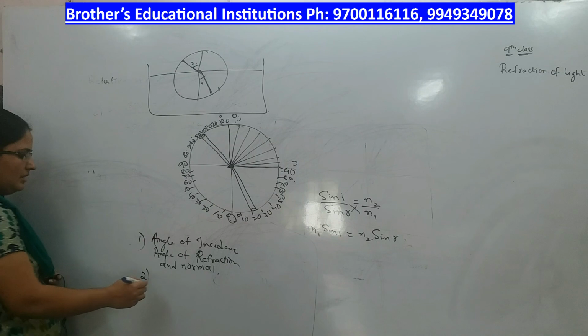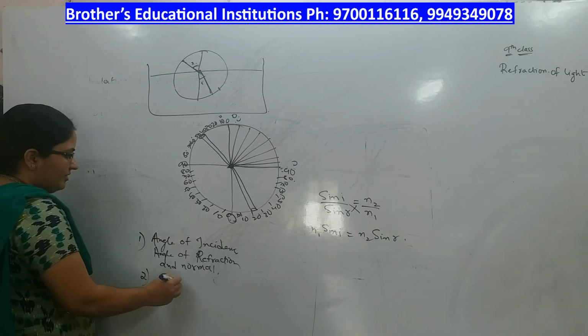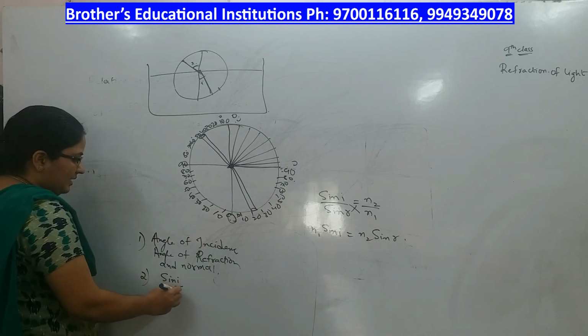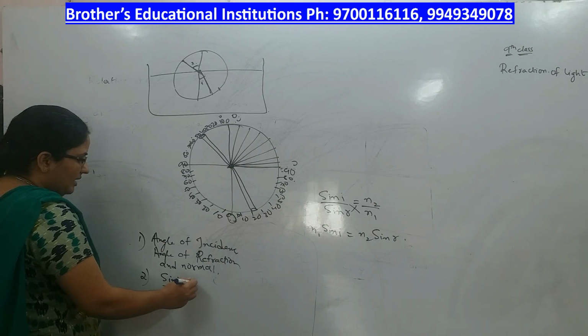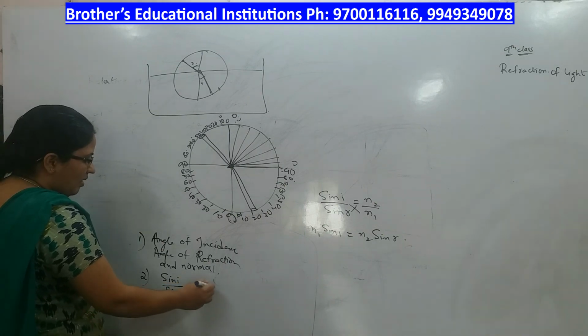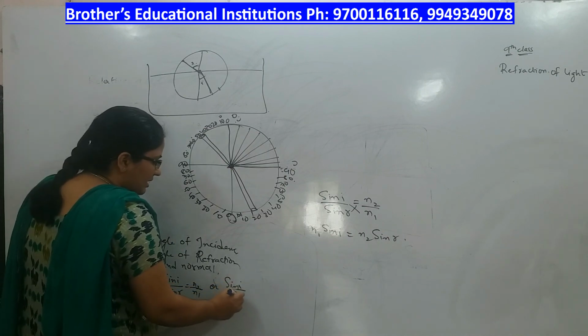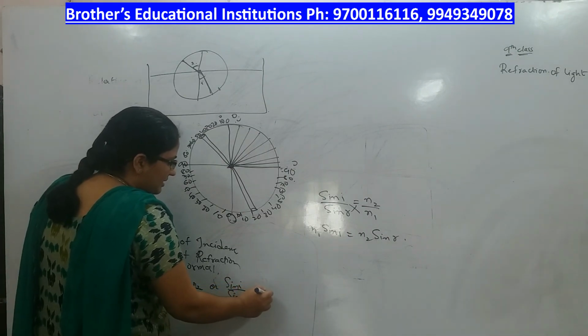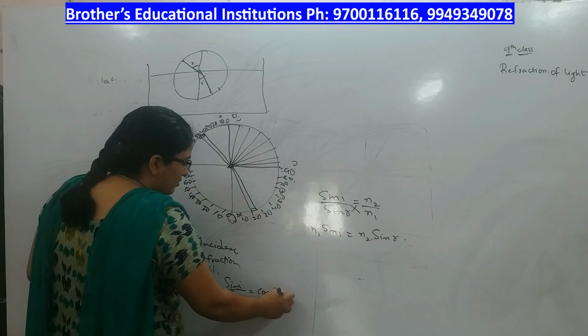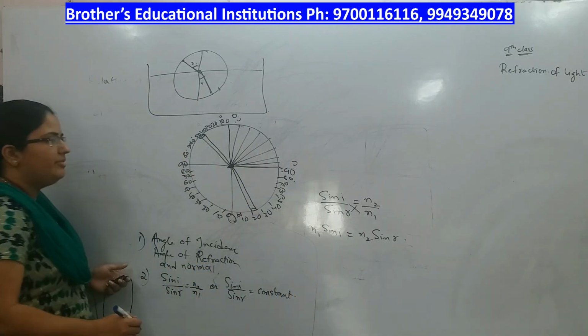Next, the ratio of sin I by sin R is equal to n2 by n1, or sin I by sin R is equal to constant. These two laws are called the laws of refraction.